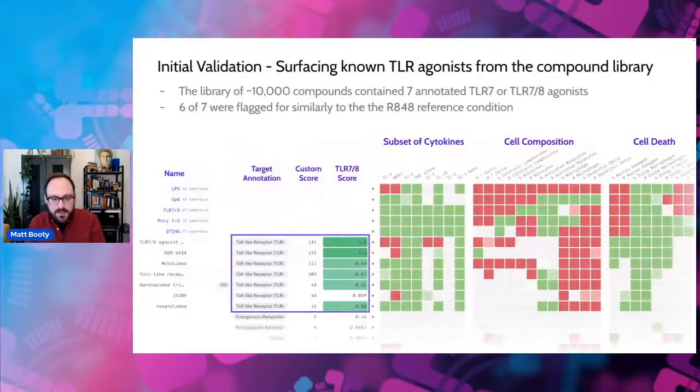So first, as a sanity check, it is an annotated compound library. So there were already annotated TLR agonists within the library that went in as experimental compounds. Within the library itself, there were 7 annotated TLR7 or TLR7/8 agonists, and we actually flagged 6 of these 7 in the screen for their similarity to R848.